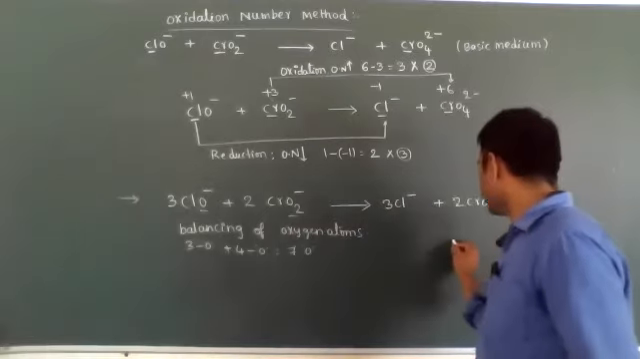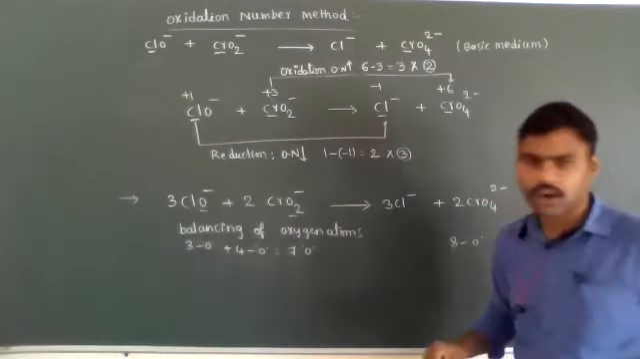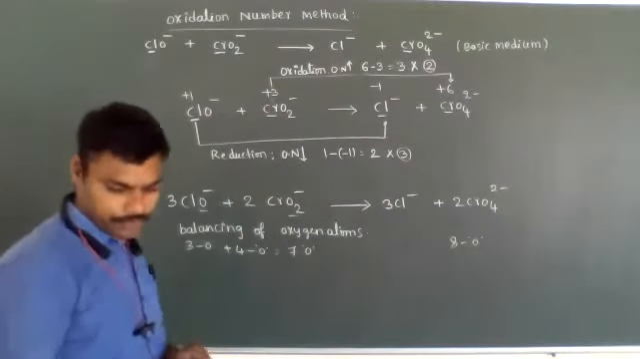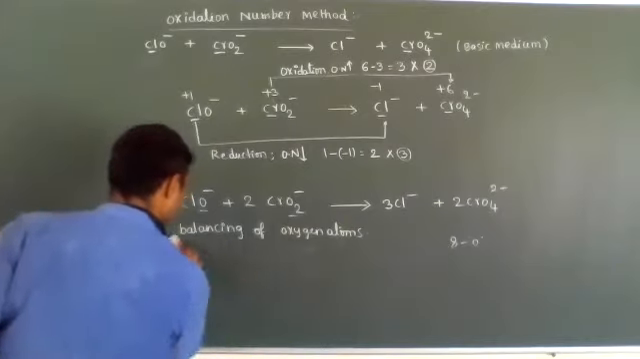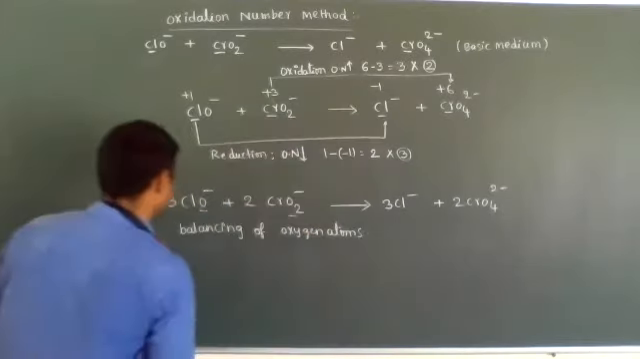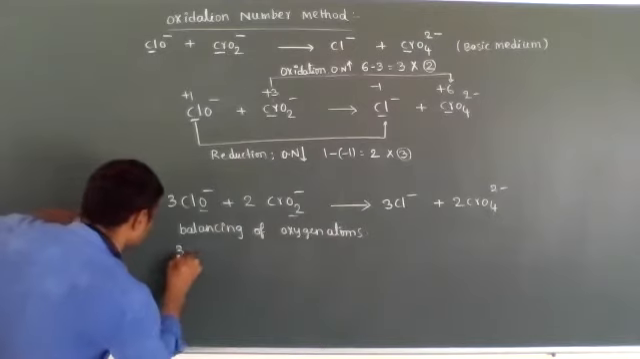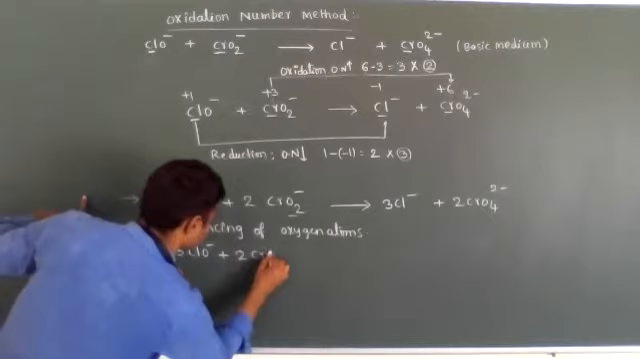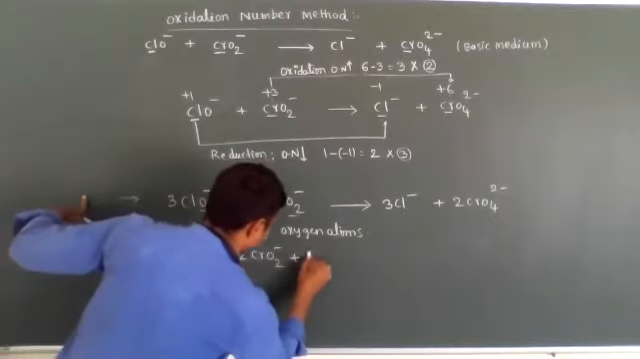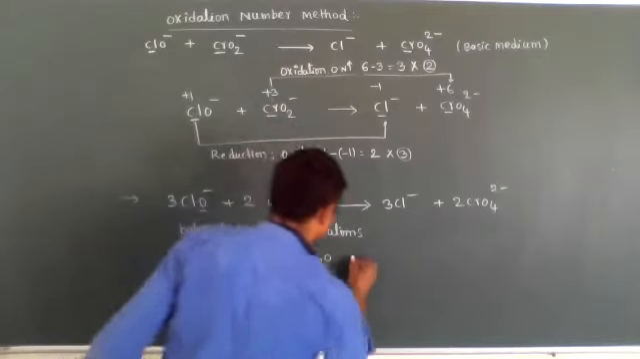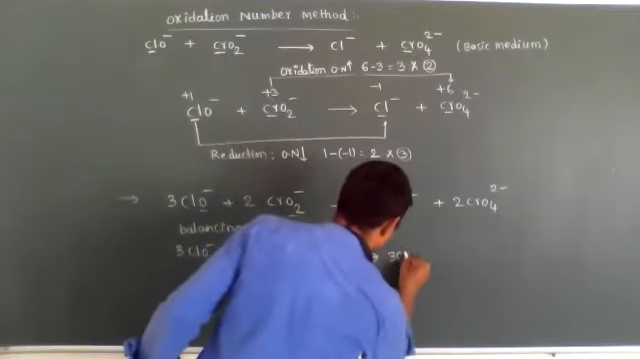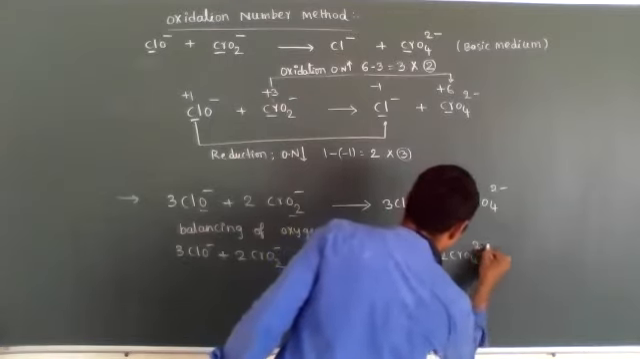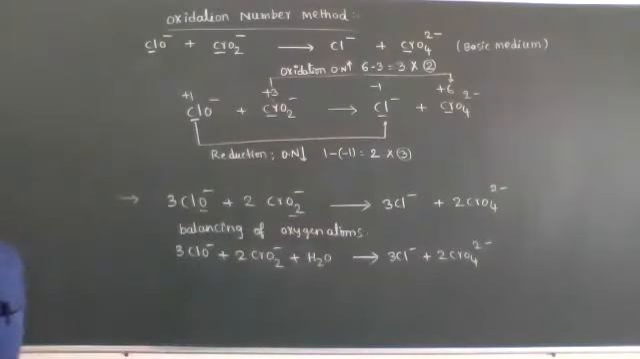But here 8 oxygen atoms are present. So which side is lower? On the left side, one oxygen atom is less. That's why I added one H2O on the left side: 3ClO minus plus 2CrO2 minus plus H2O gives 3Cl minus plus 2CrO4 2 minus. It is very clear. Now oxygen atoms are balanced.